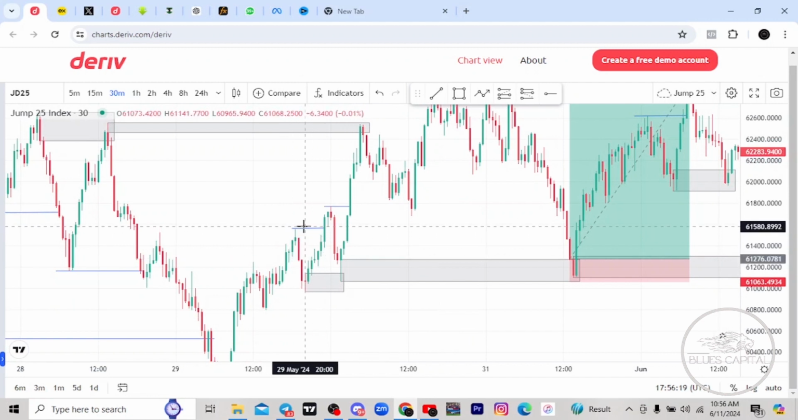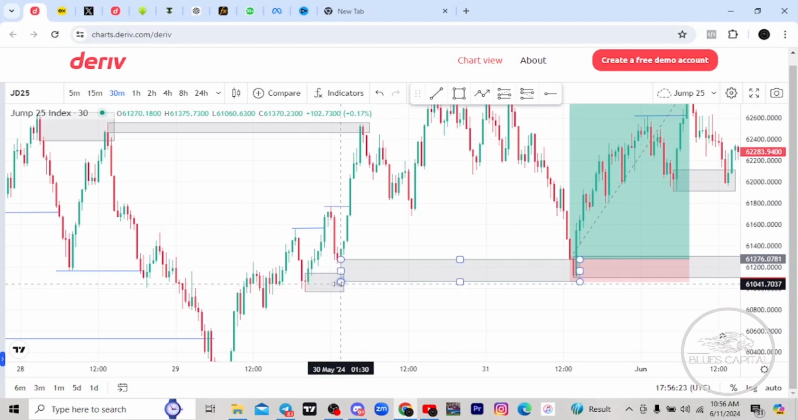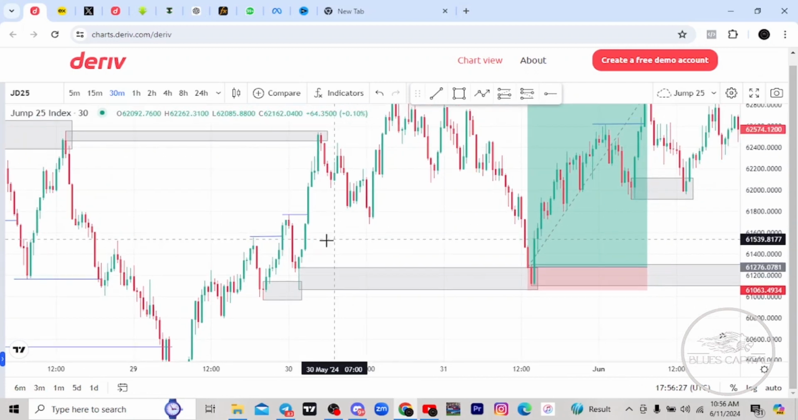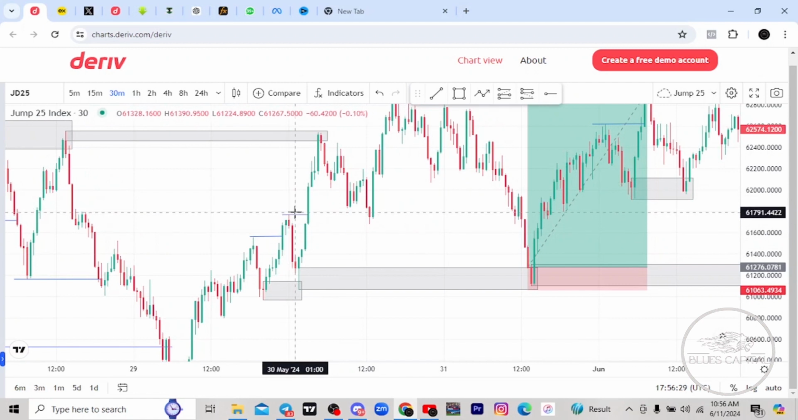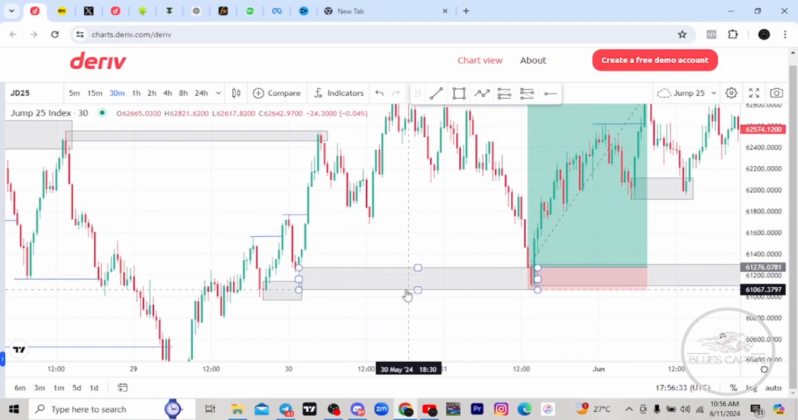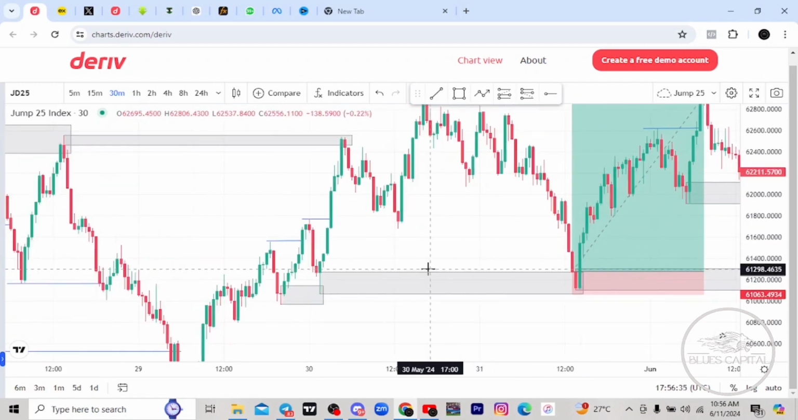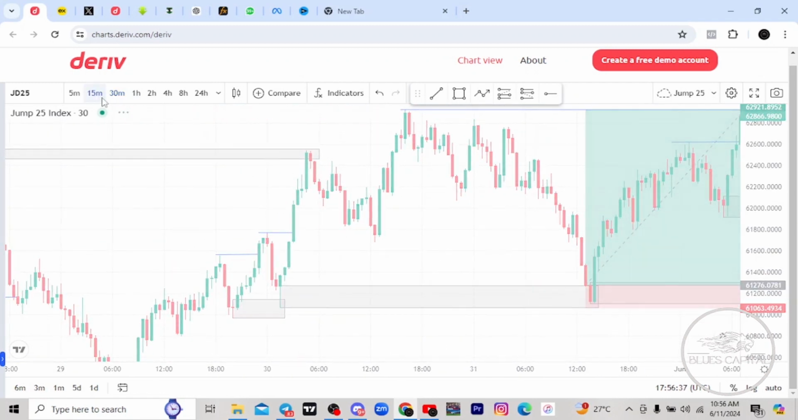This is the first break of structure. That's BOS to the upside. Market retraced back to this demand zone, created the demand zone, pushed to the upside, creating another BOS. After the BOS, I moved down to the lower time frame. That's where I got this demand zone. That's another block. Moving down to the 15 minutes time frame.